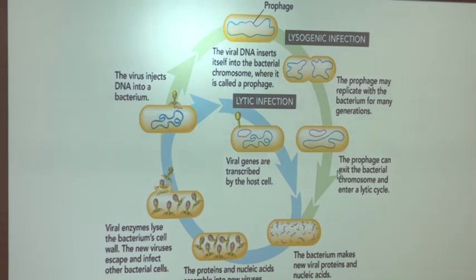At some point in the future, the prophage can exit the bacterial chromosome and then enter this lytic cycle, resulting in cell death.